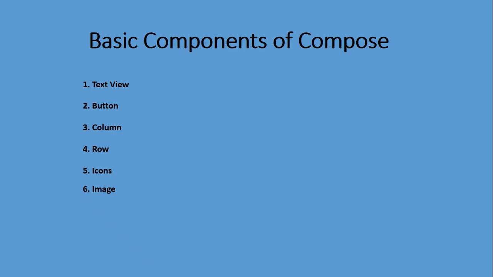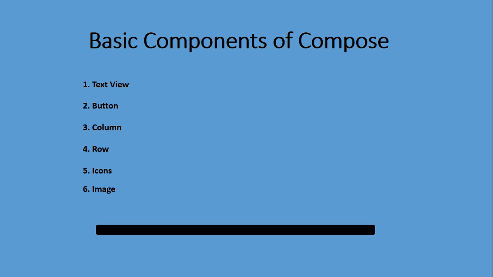So this is it for this lecture. In this lecture we understood the basic components of compose, including text, button, column, row, icons and image, and tried different things to show visual content to the user using these components. So this is it for this lecture. See you next time. Bye.